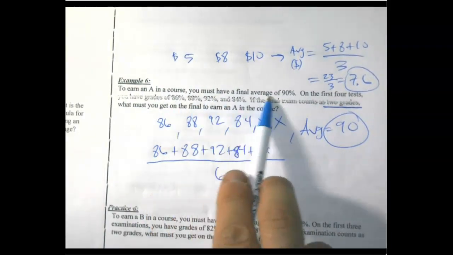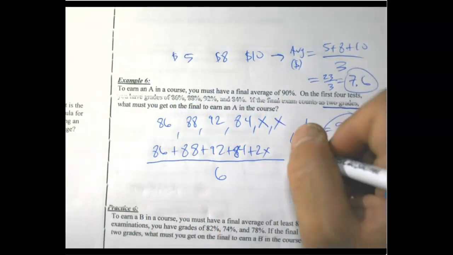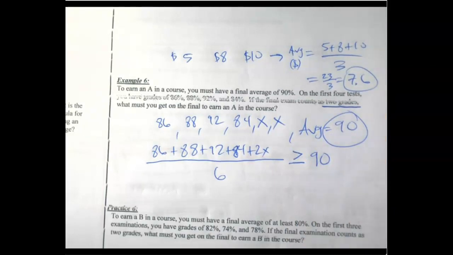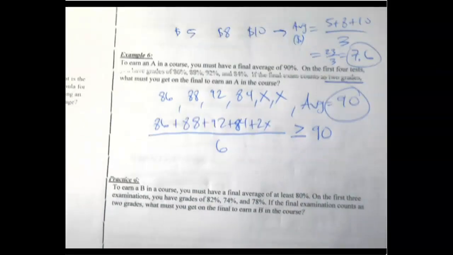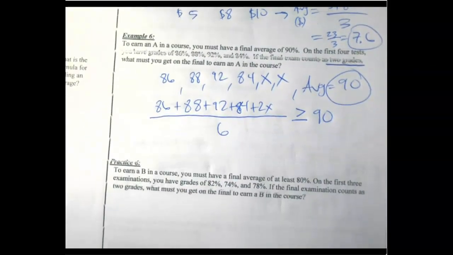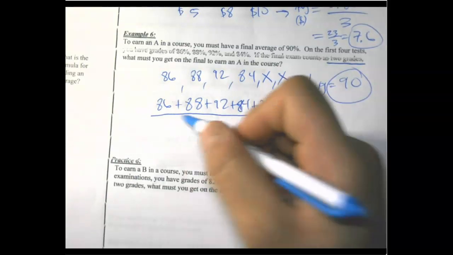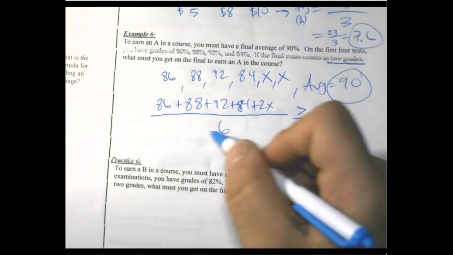You must have a final average of 90, meaning your average has to be greater than or equal to 90, okay? That would give me an A, so again, it falls into an inequality category. Greater than or equal to 90 will get me an A. Okay, so now I can add all these up, and I can multiply by 6.